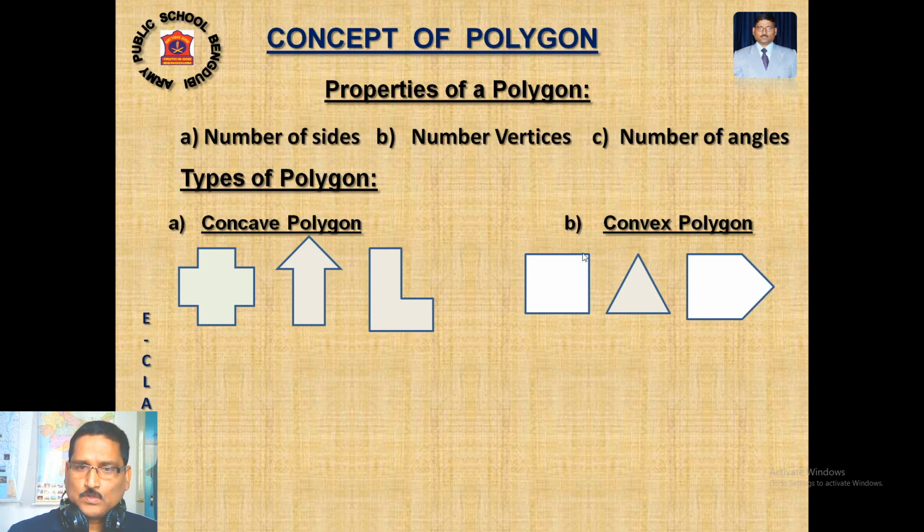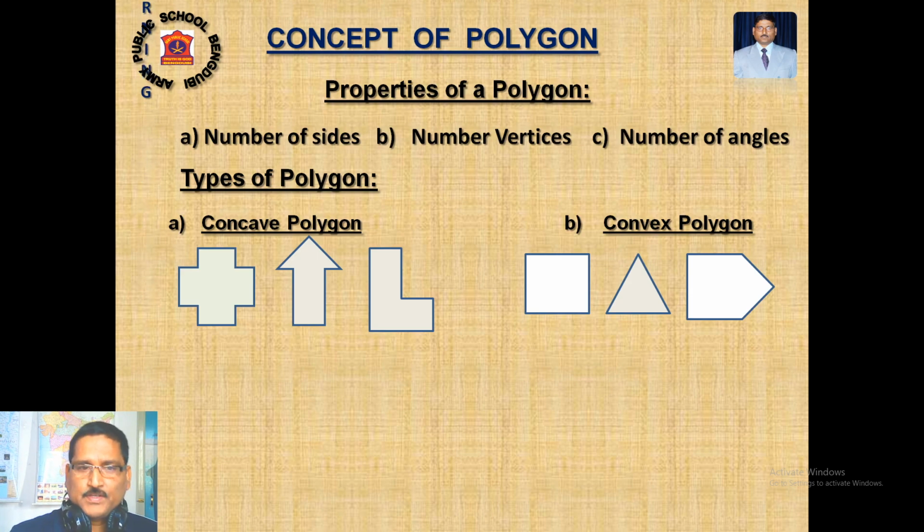It is a square, that's why each angle will be 90. This is a triangle, a closed figure, an equilateral triangle, each angle is less than 180 degrees. This figure is a pentagon, each angle is less than 180 degrees. That means concave and convex polygons basically depend on the interior angles.